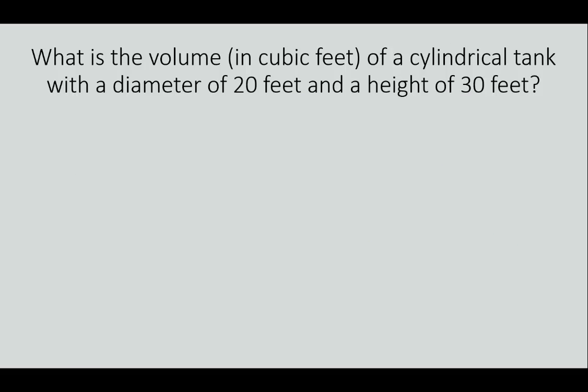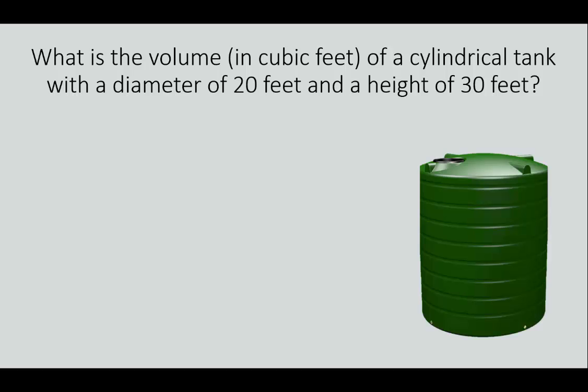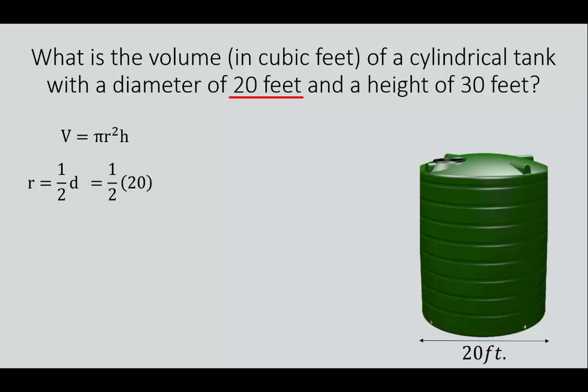Let's try a volume calculation. What is the volume in cubic feet of a cylindrical tank with a diameter of 20 feet and a height of 30 feet? Remember from geometry, the volume of a cylinder equals pi r squared times height. In our example, we are given a diameter of 20 feet. If you remember, the radius is equal to 1/2 the diameter. So 1/2 of 20 equals 10 feet for our radius. The height is 30 feet.